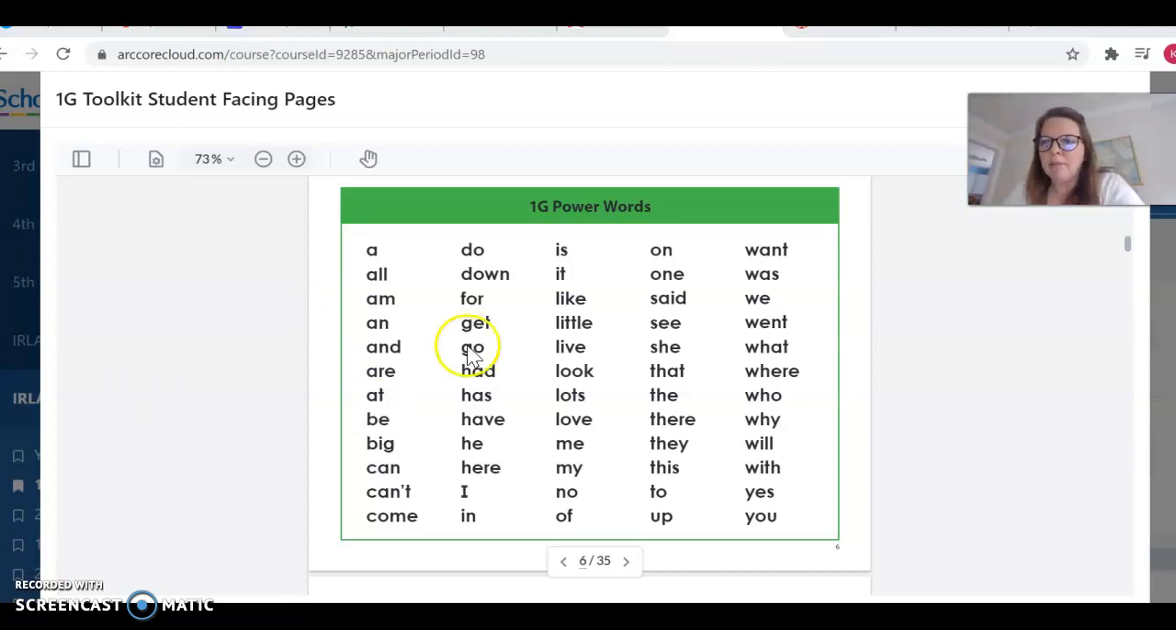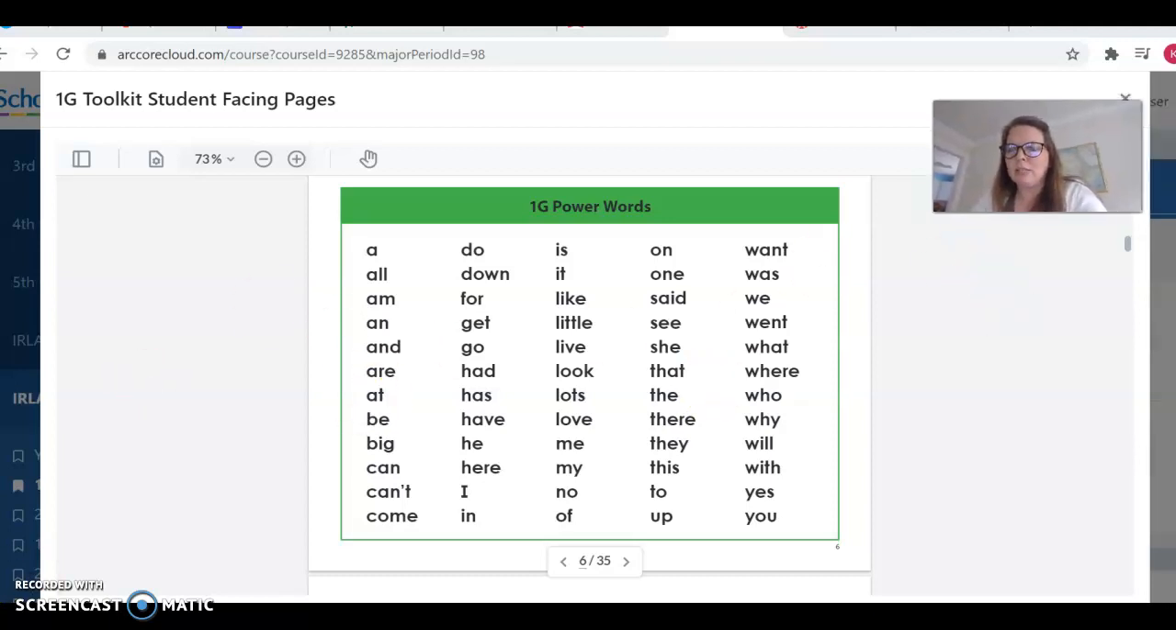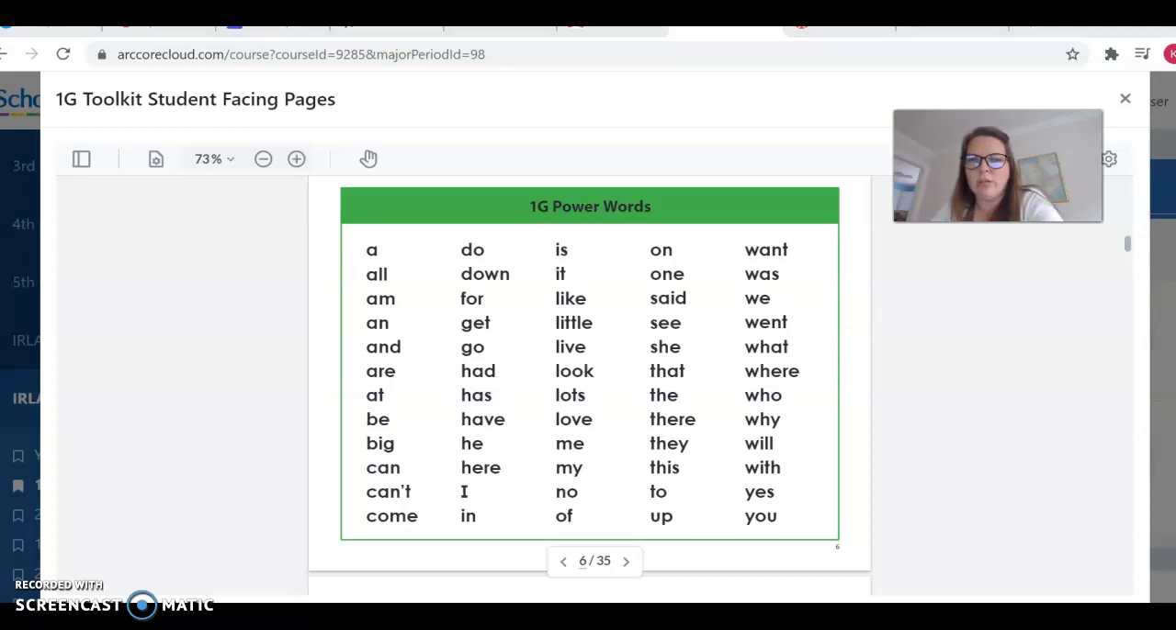Okay, scholars, happy Friday. This is our last week in this 1G lesson. And so far you've learned these 4 columns of words. And then today we are going to practice this list of words. So what I want you to do first is read these 4 lists in your head.